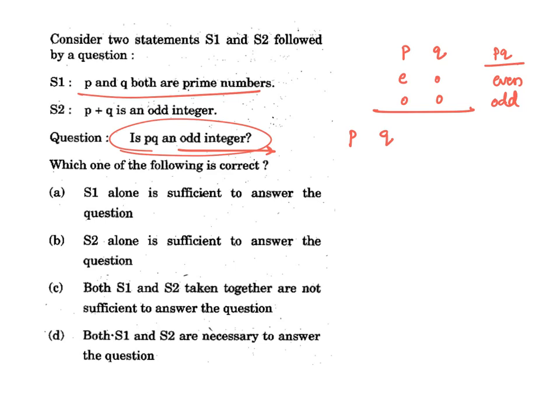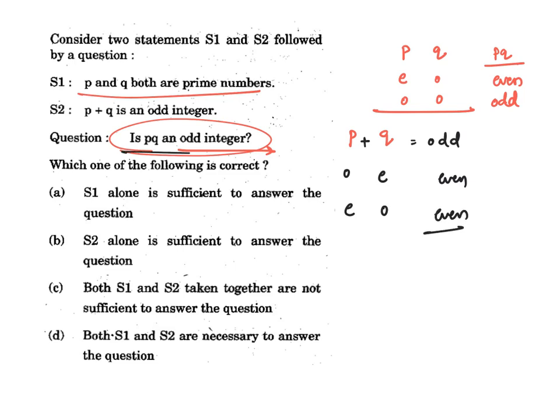Now look at only statement 2. P plus Q is an odd integer. P plus Q is odd only when it is odd-even or even-odd. In both the cases, the product is even. The product of PQ is even.